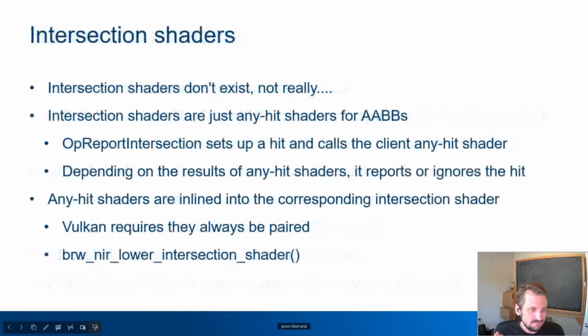Intersection shaders. So intersection shaders don't exist. That's a little tongue-in-cheek, but it's also really kind of true. Intersection shaders are what gets called when you have an AABB. AABB stands for axis-aligned bounding box. And this is the sort of procedural geometry that you have in your acceleration structure. So your acceleration structure has two kinds of things. It has triangles, which everybody knows what a triangle is, and then AABBs. And these are used for procedural geometry, where the only thing you put in the acceleration structure is the bounding volume, and then an intersection shader gets called, and that computes the hits.